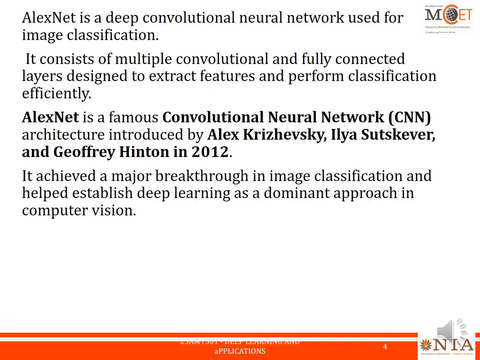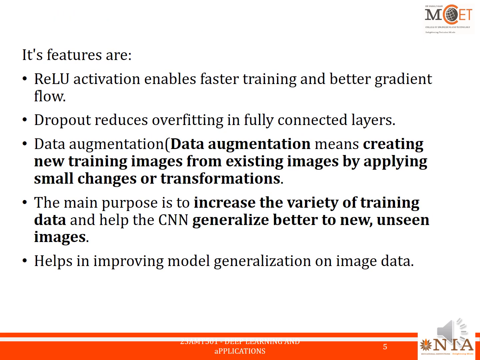AlexNet is a famous convolutional neural network architecture. It was introduced by Alex Krizhevsky, Ilya Sutskever, and Geoffrey Hinton in 2012. It achieved a major breakthrough in image classification and helped to establish deep learning as a dominant approach in computer vision. Its features are: it uses ReLU, rectified linear unit activation, which enables faster training and better gradient flow.